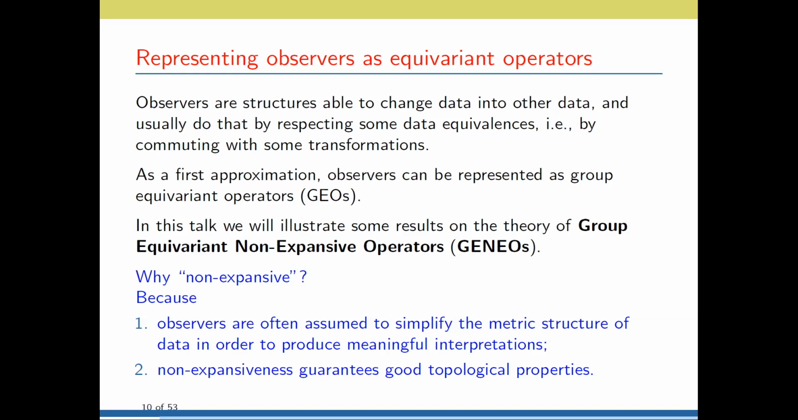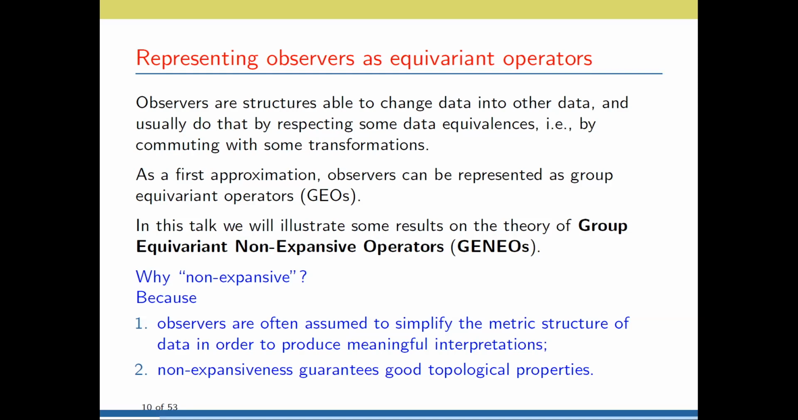As a first approximation, observers can be represented as group equivariant operators. They are machines to change functions into other functions, and they do that according to some kind of equivariance with respect to some kind of group. But in this talk, I will speak about the theory of group equivariant non-expansive operators, GENEOs, not just GEOs, group equivariant operators. Why non-expansive? There are two reasons.